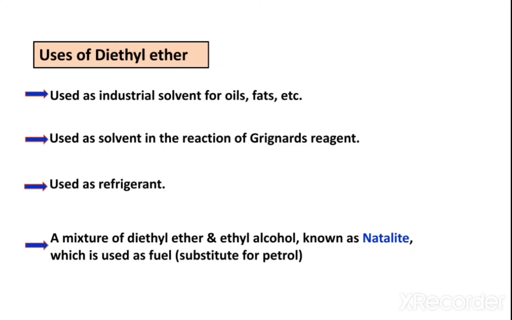And this is called Zeisel's method. Then we discuss when hot HI, hydrogen iodide, is treated with the ether, we get the alkyl iodide. Last but not least, the aromatic ethers are also cleaved by hydrogen iodide or HBr. The best example of aromatic ether is anisole. When treated with hydrogen iodide, we get the phenol.